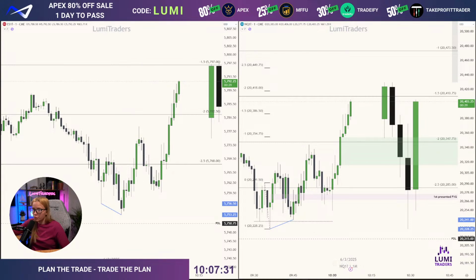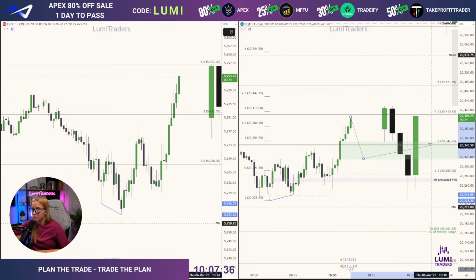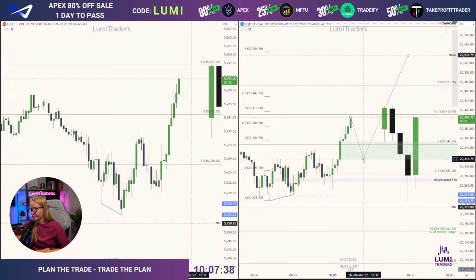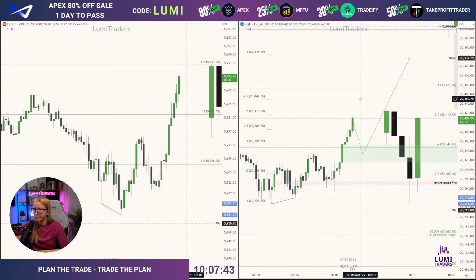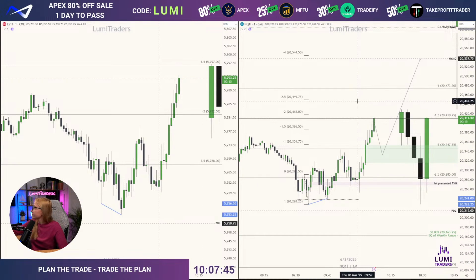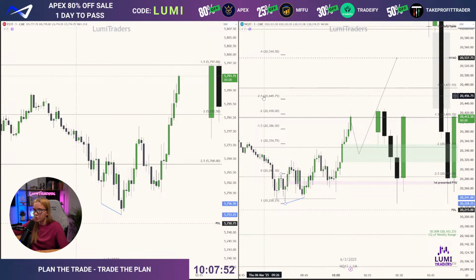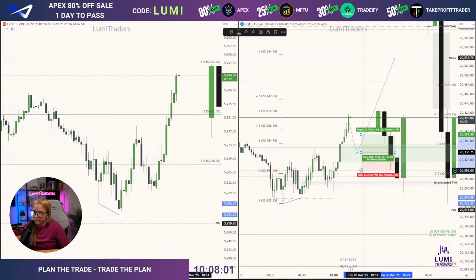So what I want to see at this point, if it wants to continue going higher, like the retracement, something like this. What do you think about this? From the range between 2 and 2.5, the retracement down to the range between 1 and 1.5 to a 5-minute fair value gap. 50 points.